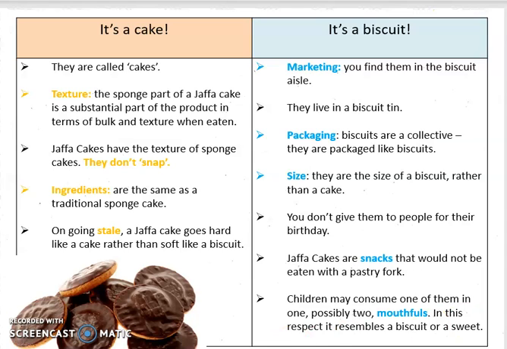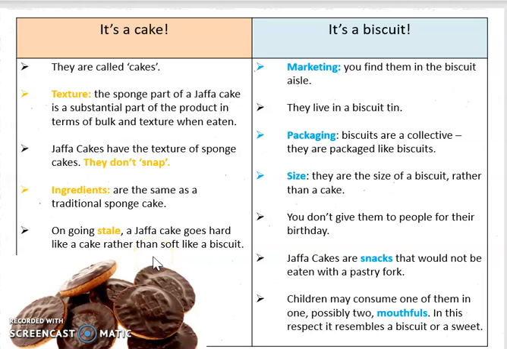Now, the deciding argument in this case, according to the judge, he decided, and it's up to you whether you agree with him or not, he decided that it is actually a cake. And the reason for that is that he really focused on this argument that when a Jaffa cake goes stale, it goes hard like a cake does rather than soft like a biscuit. So that was the deciding factor for him. So it was decided to be a cake.